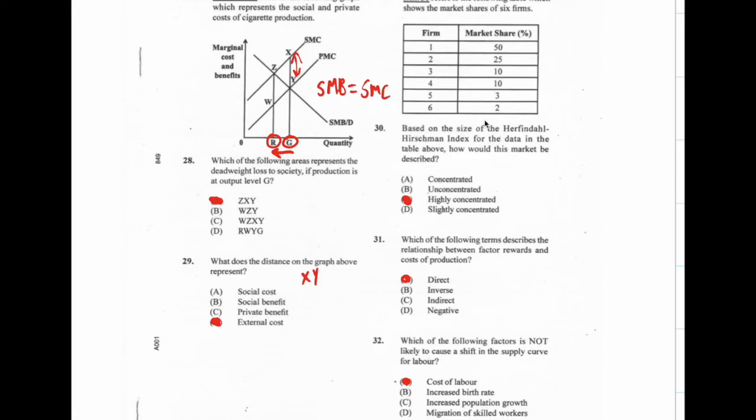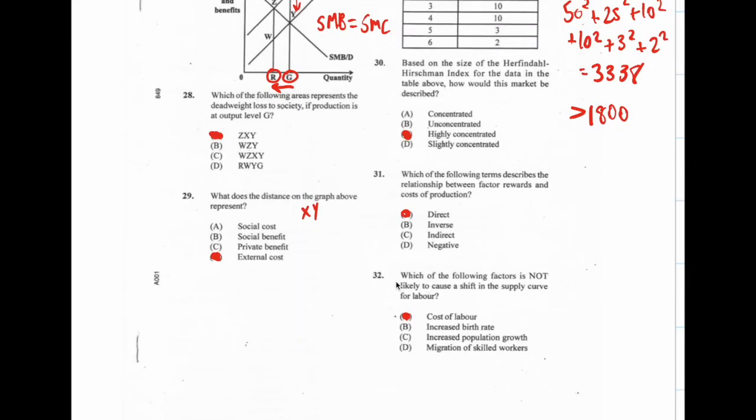30 says, based on the size of the Herfindahl-Hirschman index for the data in the table above, how would this market be described? So remember, for HHI, square your numbers, right? You square every number and add them up, and you get this figure right here. And then we'd say that it's highly concentrated because if the figure is greater than 1,800, it would be considered highly concentrated.